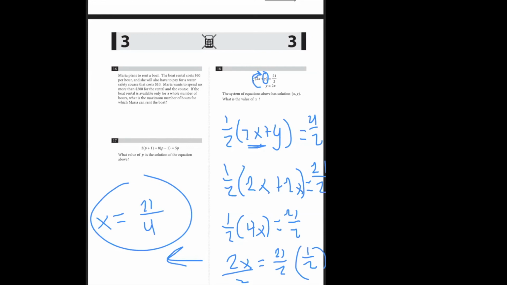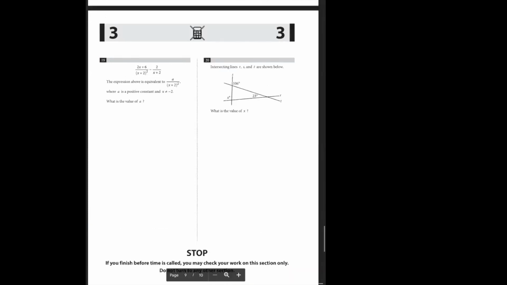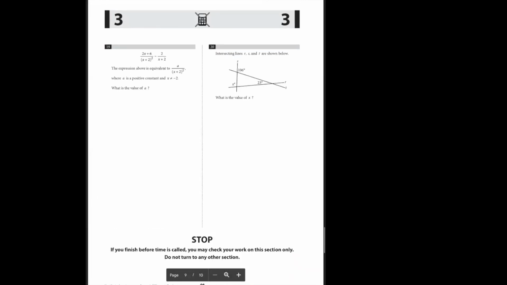But again, these first three are designed for you to get them right, because sometimes the other problems will just be that much harder. If you're noticing that a lot of the problems are really easy, that's probably a good indicator that some of the problems later are going to be really hard. That's something that I had to learn the hard way.